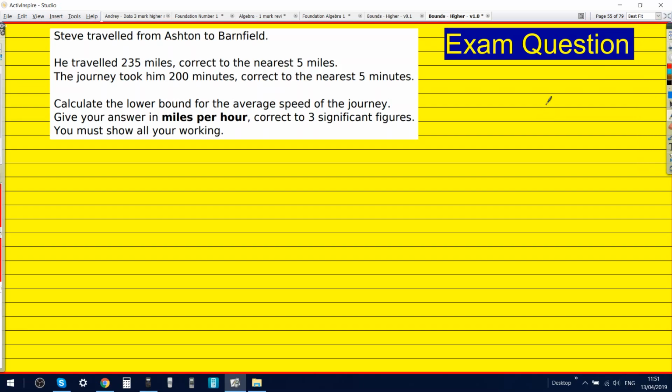Okay, let's try this one. So the lower and upper bounds of the distance are 232.5 and 237.5. Minutes is 200. 200 is in the middle, so 197.5 and 202.5. And then the average speed lowest.